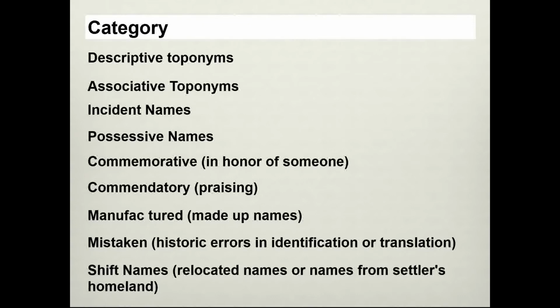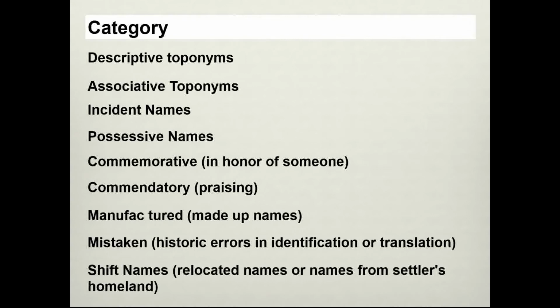That's all it is. An incident name, this is relating it to something from history. So you would have Battle Creek, for example. A possessive name, well, that means that they just stick somebody else's name in front of it. So Castro Valley, Pittsburgh, because there was a guy named Pitts. Commemorative, it's in honor of someone. So we can look at St. Louis, San Jacinto, Houston, Seattle, Austin, Pennsylvania, Illinois. All of these were named in honor of a person or of groups.